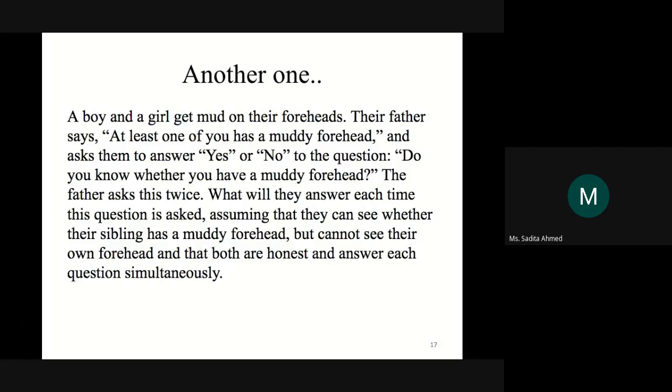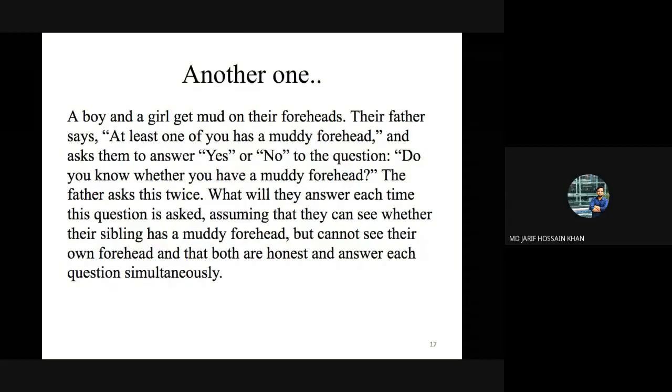The answer is not whether you have a muddy forehead. The answer will be no. Yes, miss, if they cannot see their own forehead, then the answer will be no, miss. Yeah, exactly. It will always be no, if they cannot see their own forehead. Not exactly. It won't always be no.